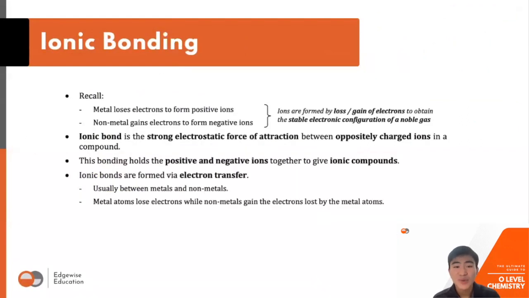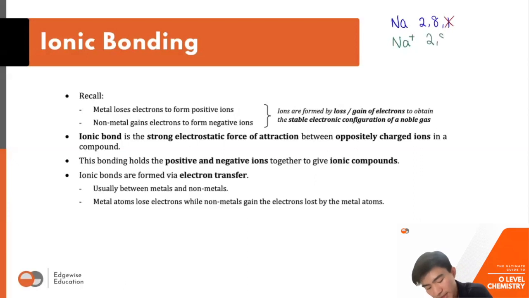Now, let's go into each of the bondings on a specific level. First, we look at ionic bonding. Just now I told you about sodium, which is 2,8,1. We already discussed this. For sodium to have the stable noble gas configuration, it's going to throw away one electron. It's going to become the sodium ion, which is positive, 2,8.